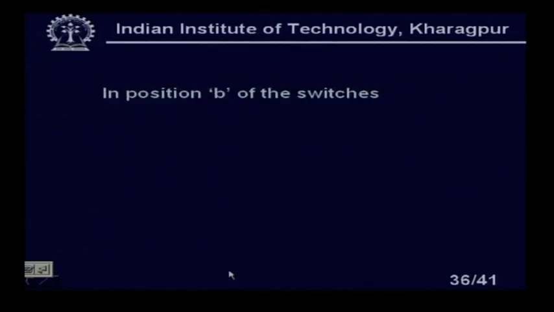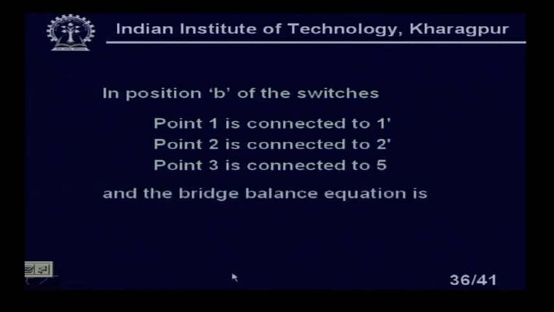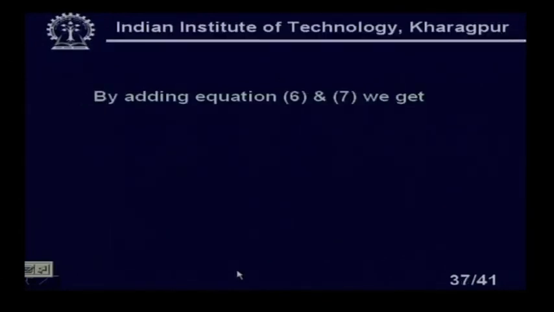And in position B of the switches, we have changed the connections. Point 1 is connected to 1 dash, 2 is connected to 2 dash, and 3 is connected to 5, right. So, the bridge balance equation is RP1B plus R1 equals RT plus R2, right. This is our bridge balance equation. By adding equations 6 and 7, we get RT equal to RP1A plus RP1B divided by 2. If I add, obviously the lead wire terms will cancel out.